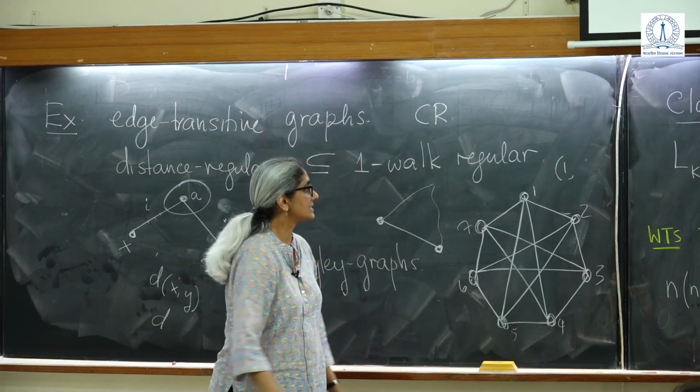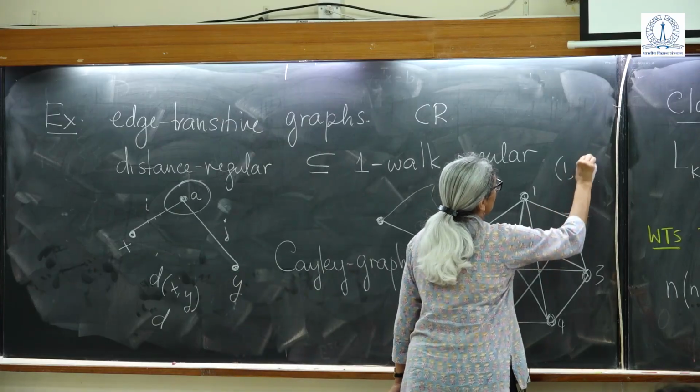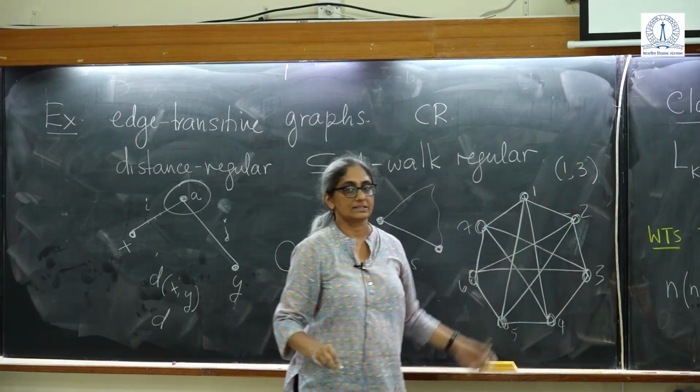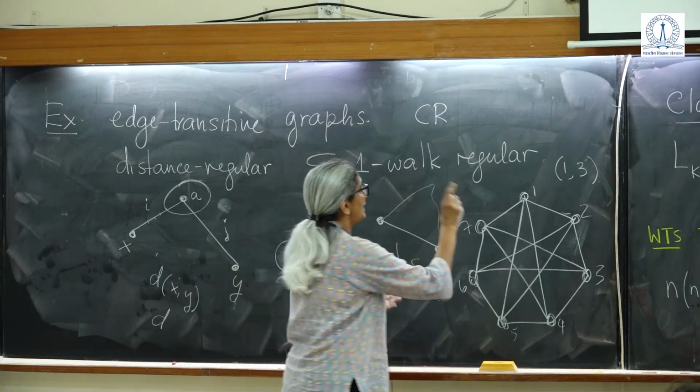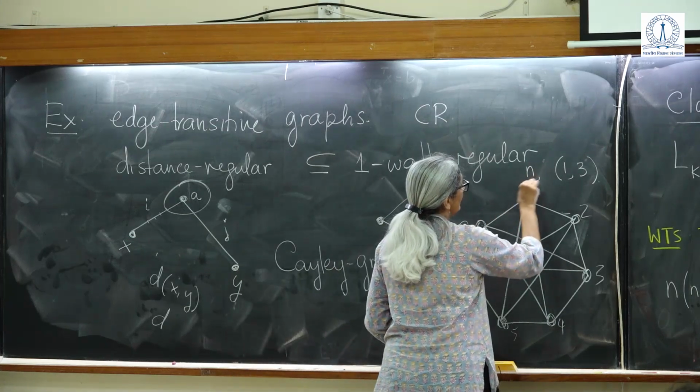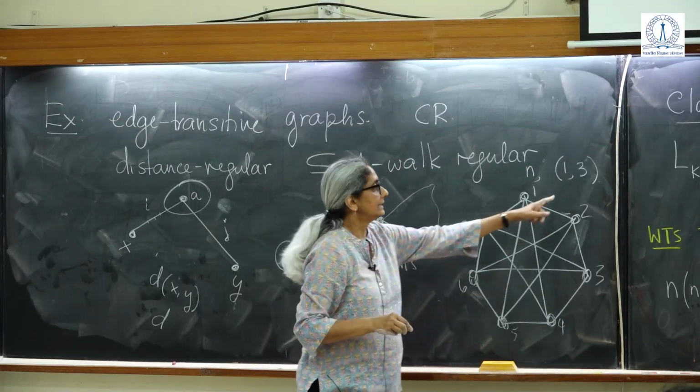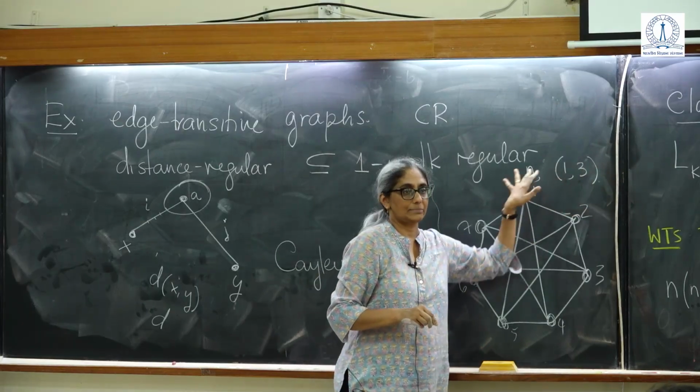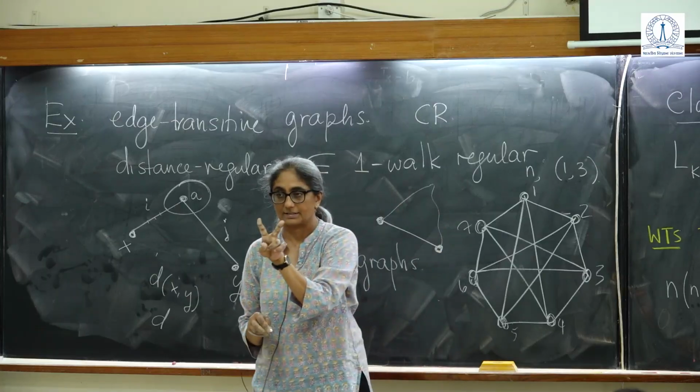Okay, so this is called a circulant, and these two numbers are called the generators of the circulant. So there are three parameters. There's n, which is the number of vertices, and there are these two distances. You can put any number of distances, but let's just take two distances.